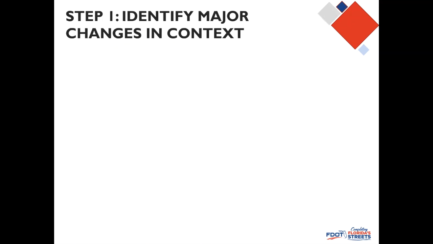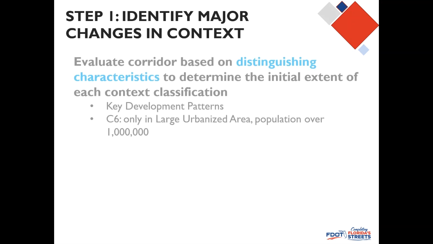So let's walk through these steps and see how they work. Step 1, identify major changes in context. This is done with the distinguishing characteristics. You evaluate the corridor based on these distinguishing characteristics, and you're trying to determine the initial extent of each context classification. So if you have a roadway where your project area limits span a mile or so of roadway, you may actually have several different context classifications along that area. So the first thing we're trying to do is look at the distinguishing characteristics to begin to break up that corridor into specific locations that each have their own context classification.